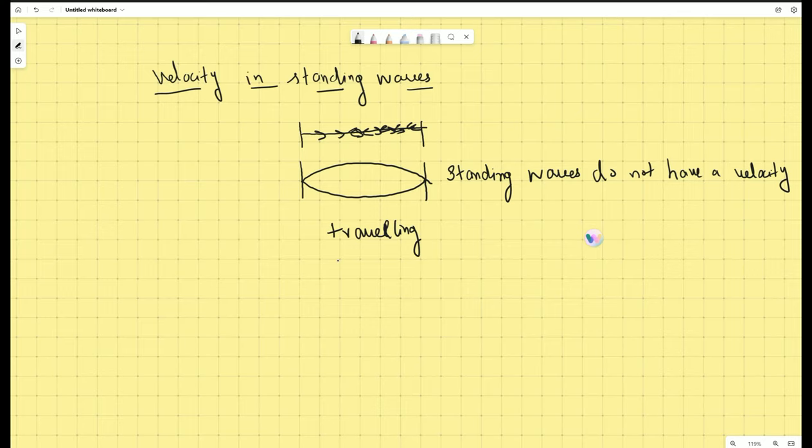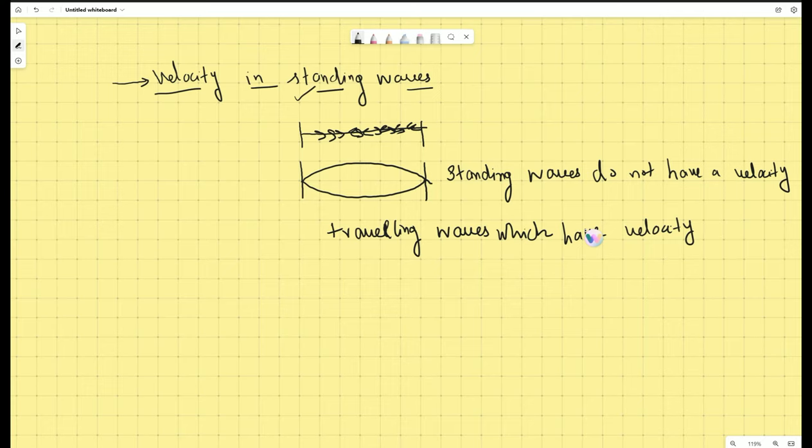So the traveling waves do have a velocity. Traveling waves are the ones which have a velocity. Standing waves on their own, because they're standing, don't have a velocity. So if your Viva question is, what do you mean by velocity of wave in the context of standing waves?